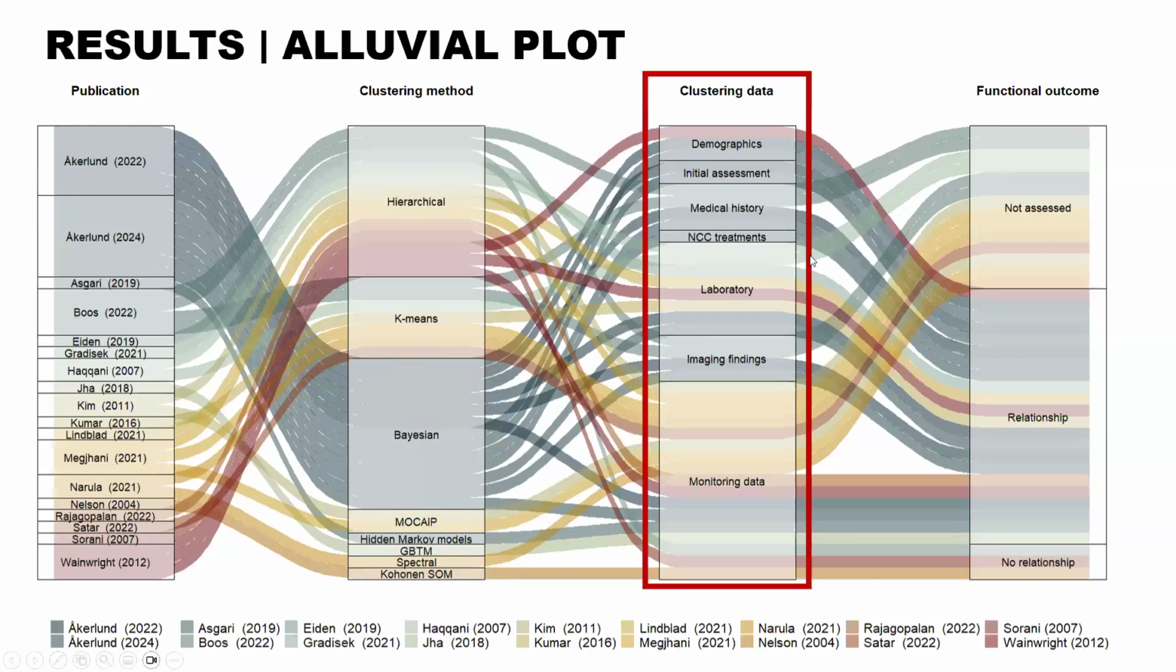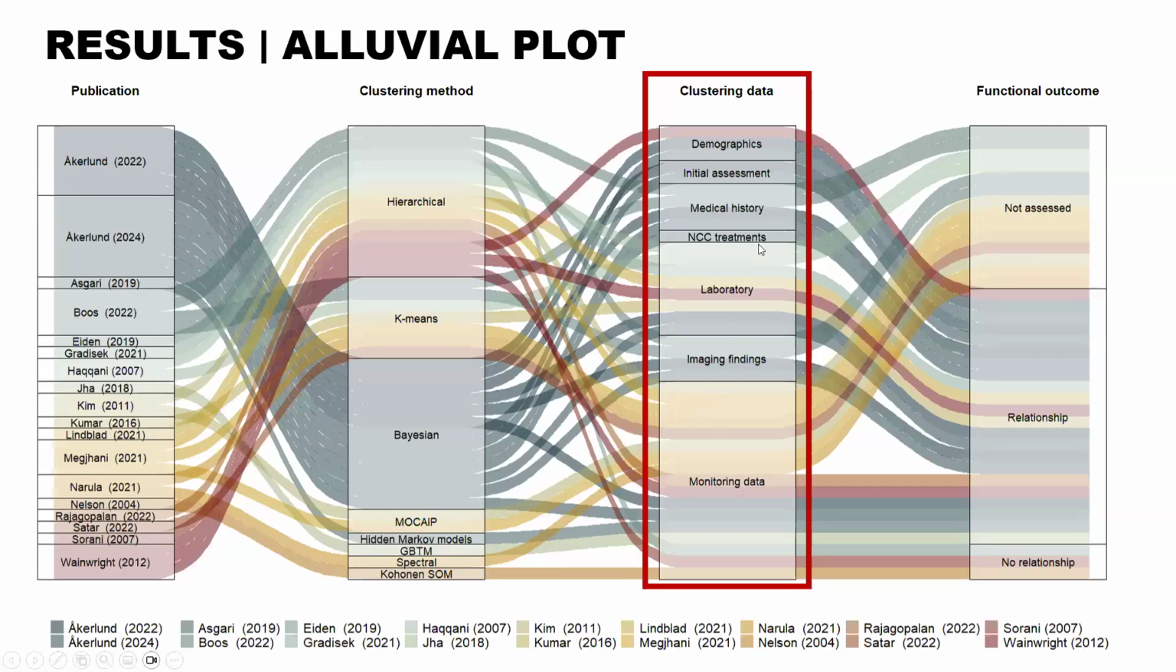And in the third column, you can see the various data sources that they used. You can see that not only monitoring data was used, but also, which is as expected as you include only ICU studies, they also combined it with imaging, demographics, etc. So they either use a single data source, like only EEG data to cluster, but also combinations.